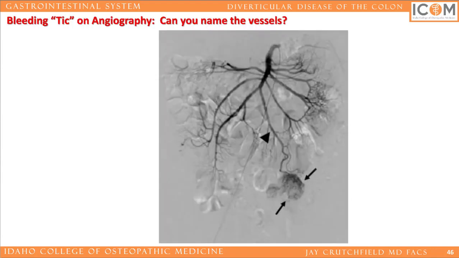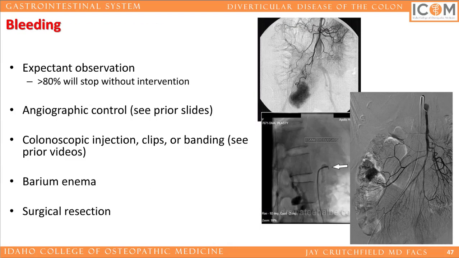In this example, we're shown a mesenteric angiogram showing a small blush of contrast from a bleeding diverticulum. Remember, this is an arteriogram, not a venogram. You should be able to name most of the major arteries here. Most diverticular bleeding will stop on its own. This is a frustrating clinical problem.